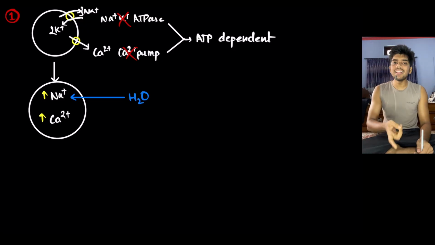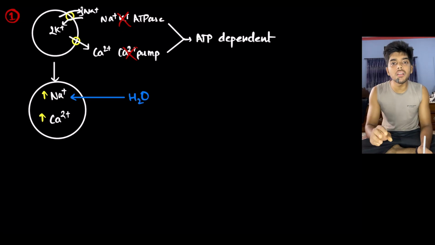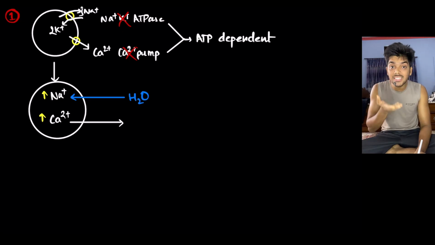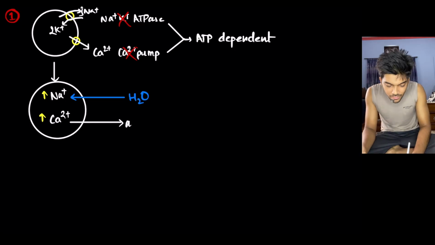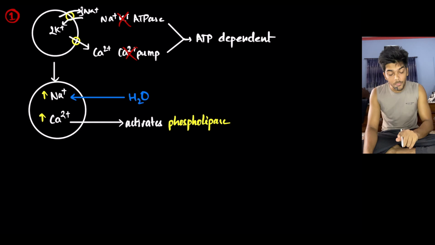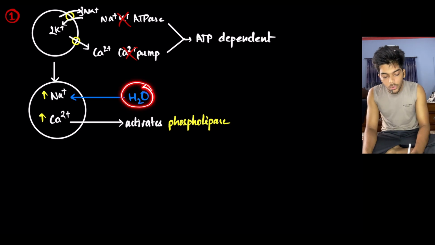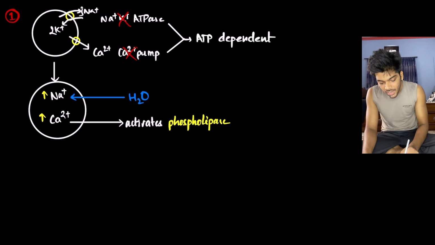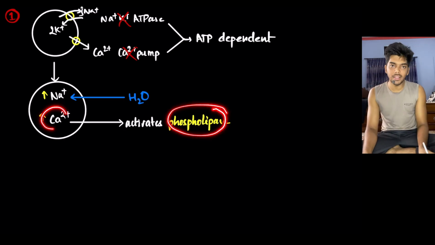We know that calcium is responsible for the activation of cellular enzymes. And since there is accumulation of calcium within the cell, there is activation of various cellular enzymes, most importantly phospholipase. So let's look at what happens when water from outside accumulates inside the cell, number one. And number two, what happens due to activation of phospholipase by calcium ion.